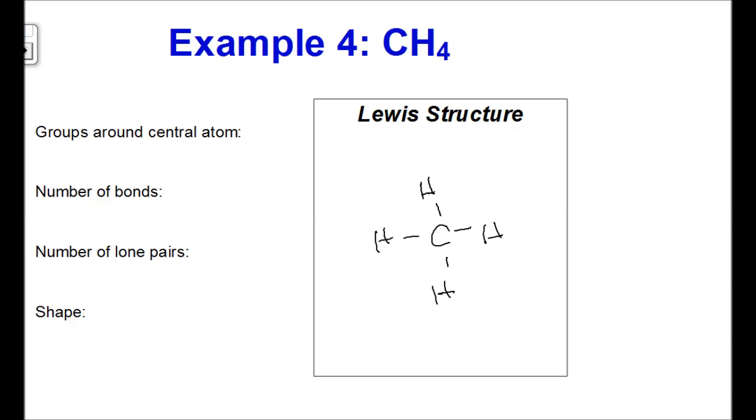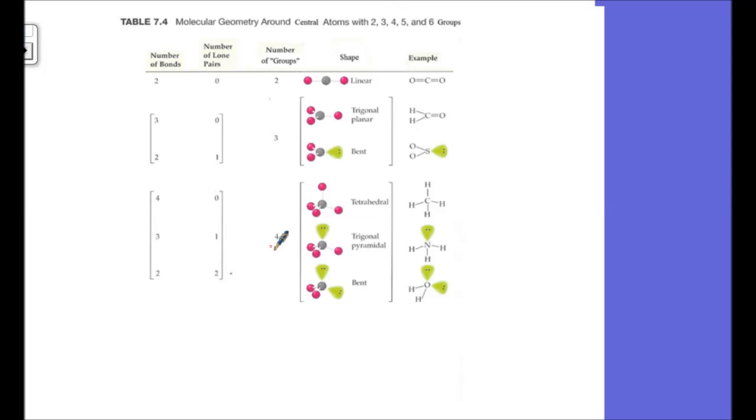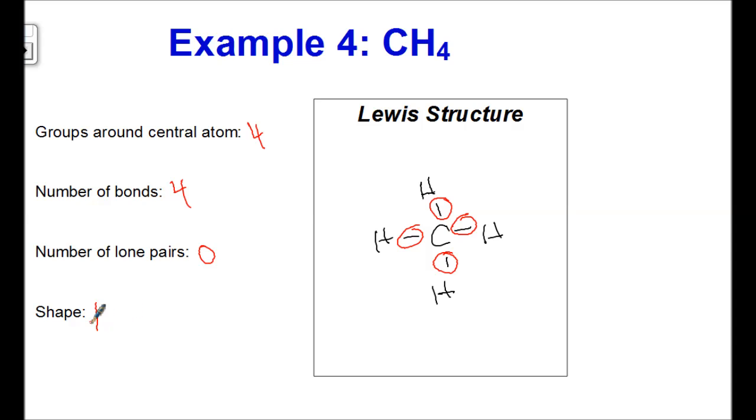All right, so let's get our number of groups here. We'll circle up our groups: 1, 2, 3, 4. So 4 groups around the central atom. 4 of them are bonds, 0 are lone pairs. We can take a look at our chart. So we're right here on 4. Number of bonds 4, number of lone pairs 0, and this shape is tetrahedral. So we'll write tetrahedral is the shape. I'll drag that in here so you can see it. It looks pretty cool.